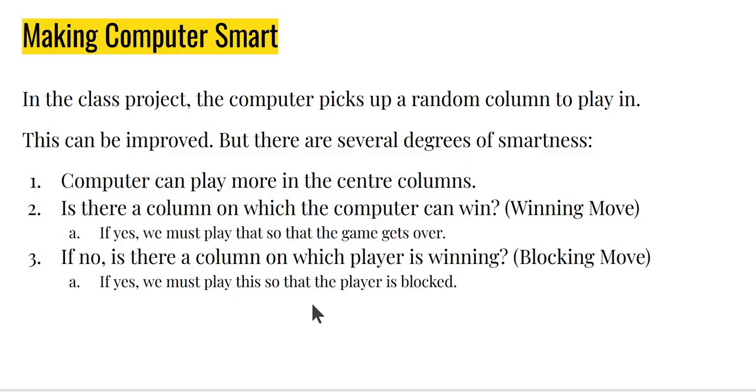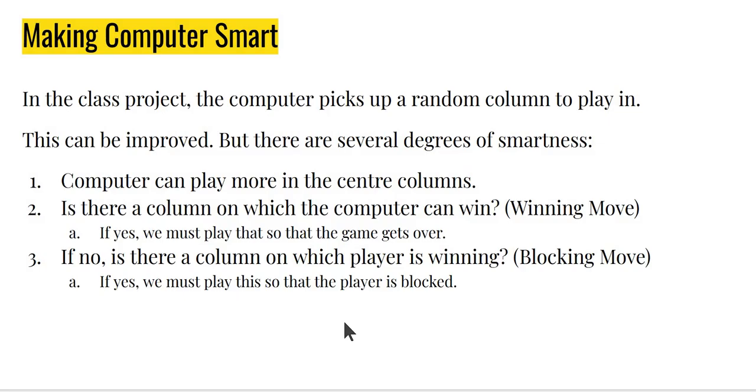But before we jump into any coding, let's take a moment to understand what's going on and see how there are, in fact, several degrees of smartness that we can explore. At the very least, our computer can stop playing randomly. In fact, it can try to play more in the center columns, which means trying to occupy the center of the board, because when you play in the center, the chances of you winning actually increase because there are many ways to win. So that's step number one.